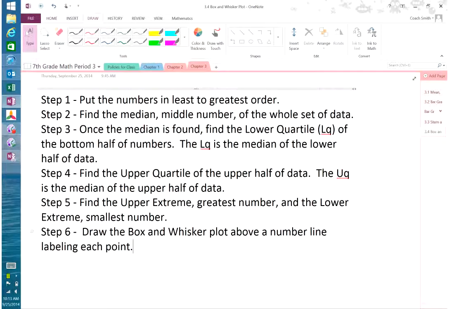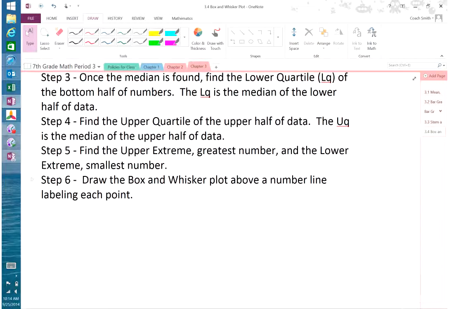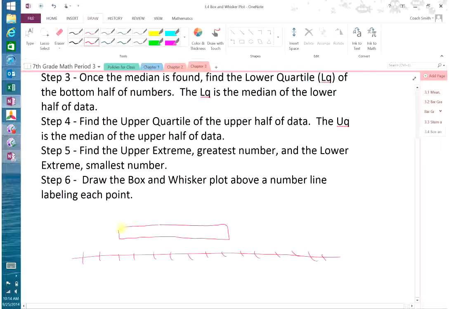You're basically doing three medians and the greatest and largest number. Now, in general, what a box and whisker plot is going to look like is this right here. You have a number line, and then you're going to have a box. It looks something like that. Then you're going to have what they call the whiskers off of it.